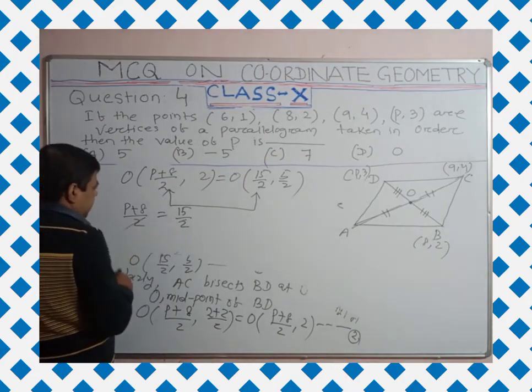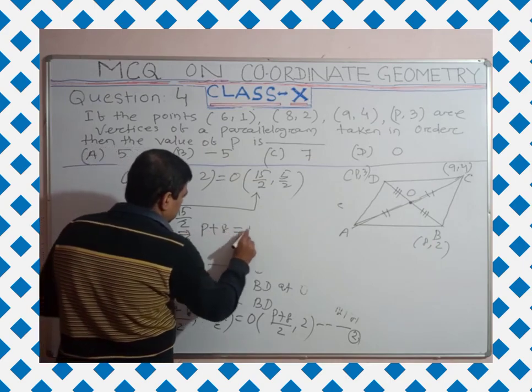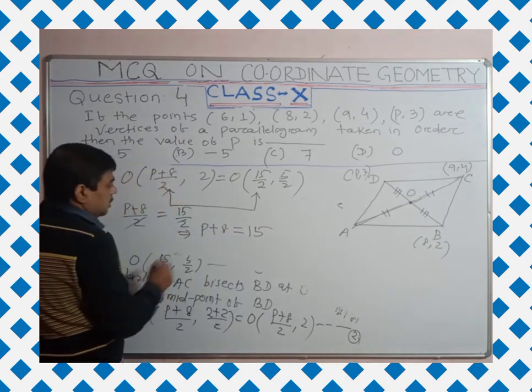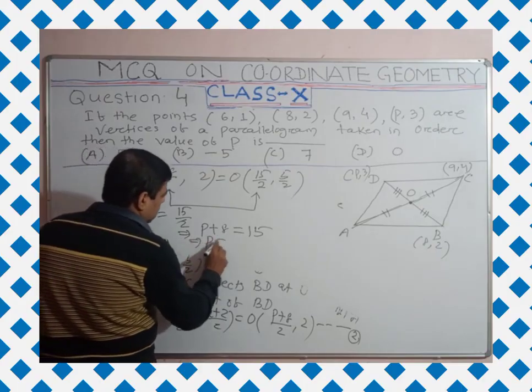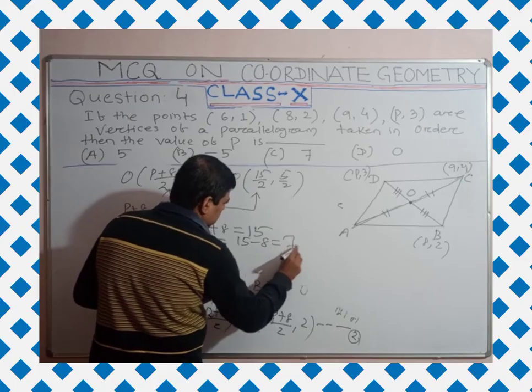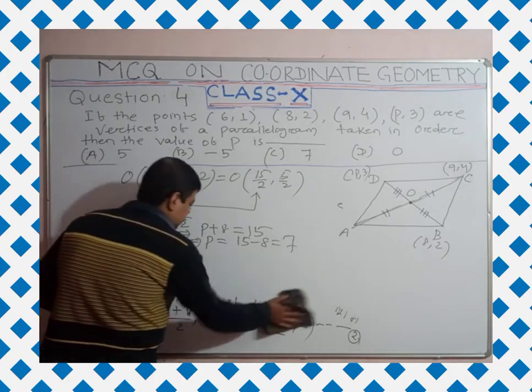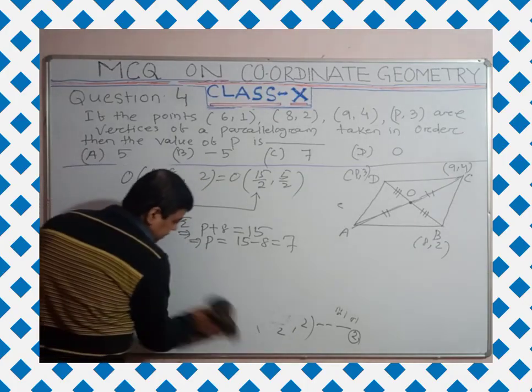So 2 will be cancelled. So that implies P plus 8 is equal to 15. Understand? And P is equal to what? 15 minus 8 is 7. Thus we get the value of P. What is the value of P you get? So the value of P is 7.